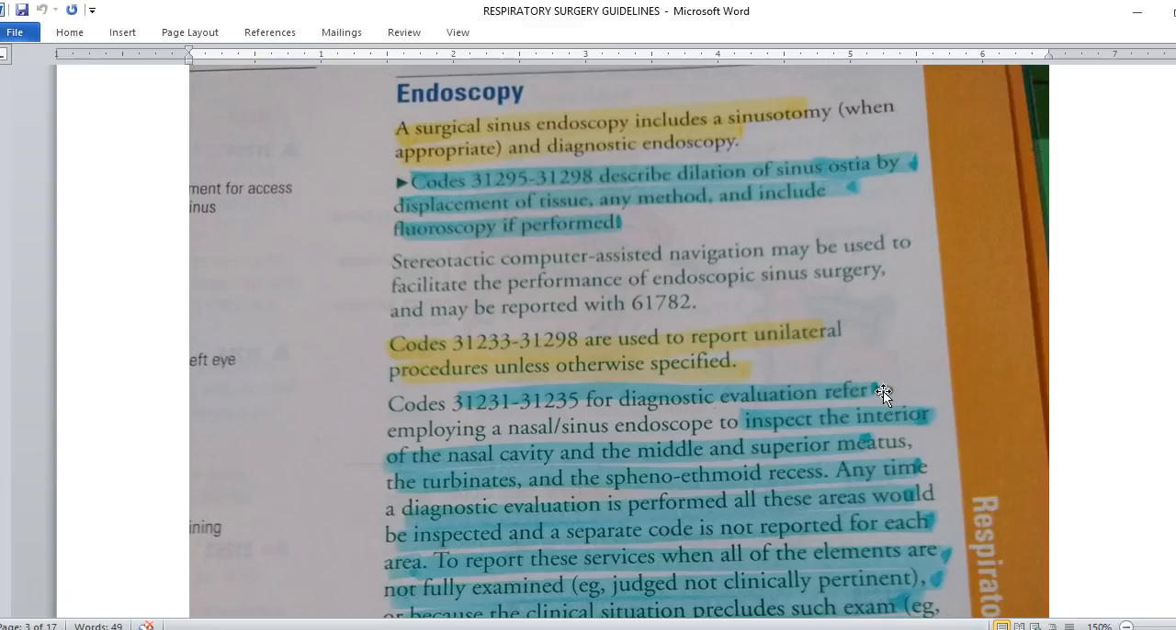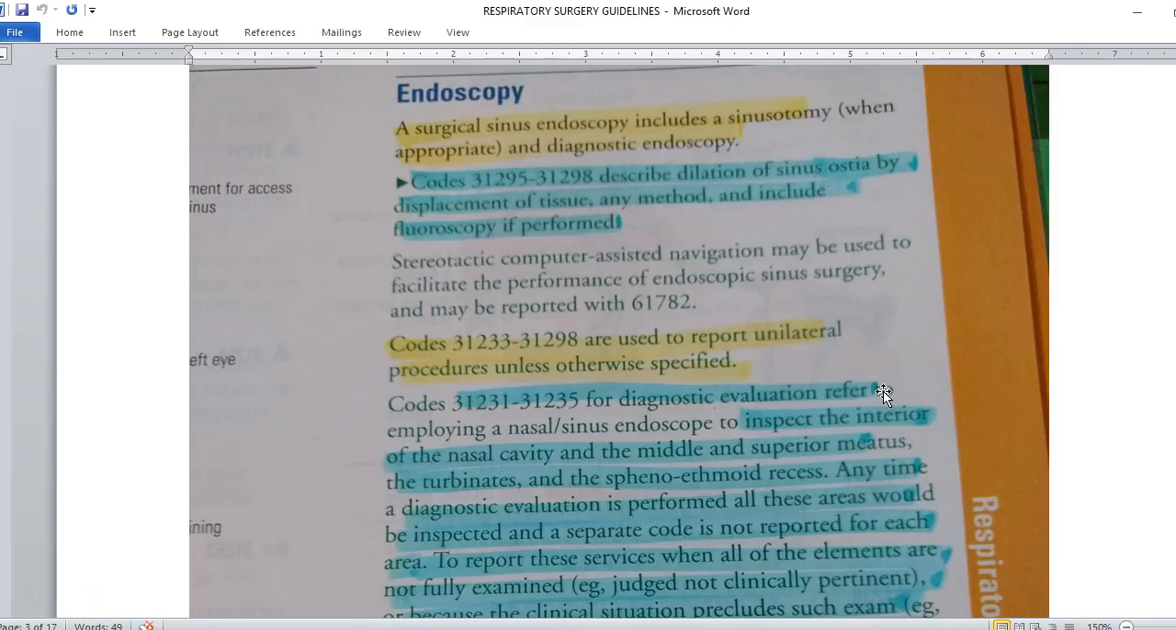Then we have some more specific information about some new codes they put in. Codes 31295 to 31298 describe dilation, so opening, of the sinus ostia by displacement of tissue, any method, and includes fluoroscopy if performed. Okay, so a couple things. Number one, dilation, widening or opening an area. And we're doing this of the sinus ostia, so the sinus tissue, and we're displacing the tissue. So again, we're opening the area and we're removing tissue by any method that the doctor wants to do.